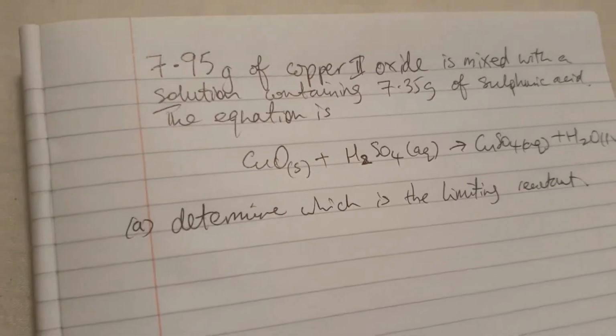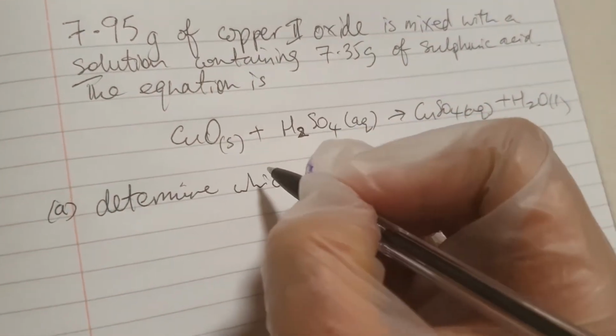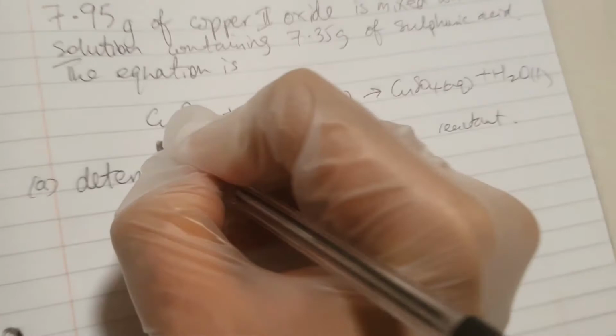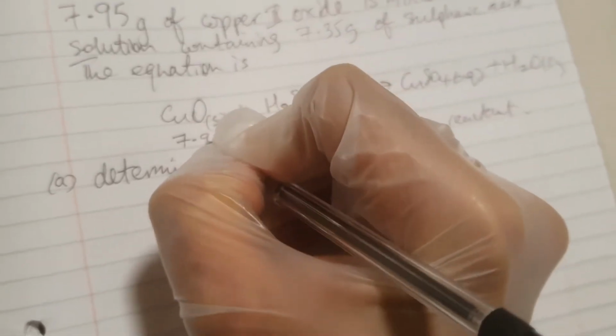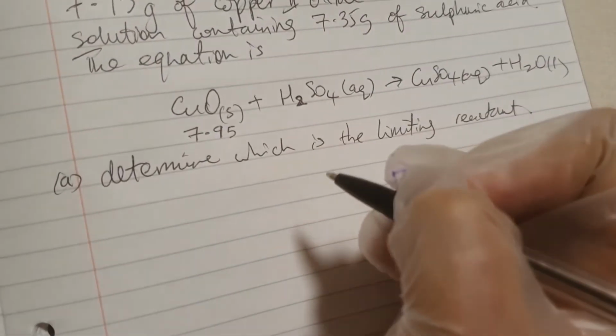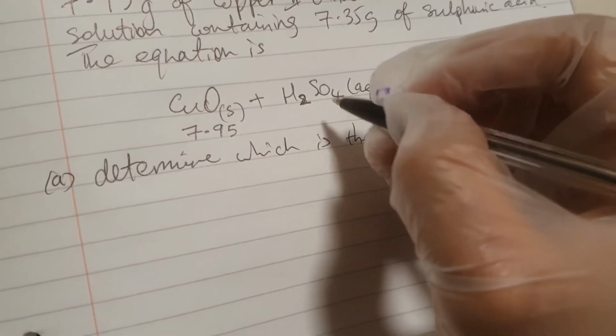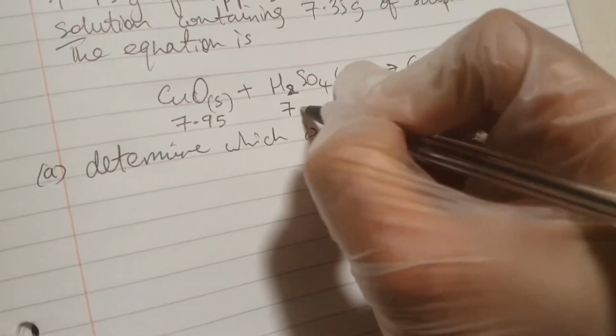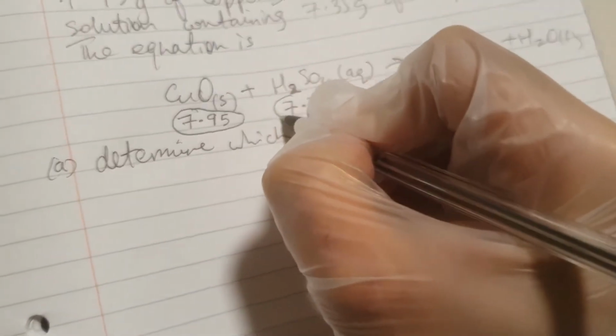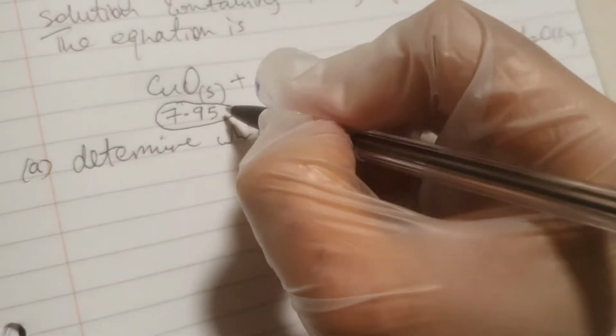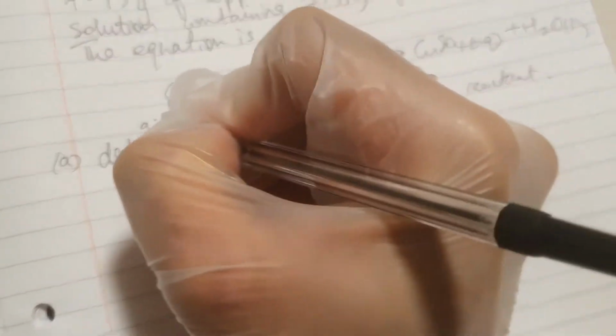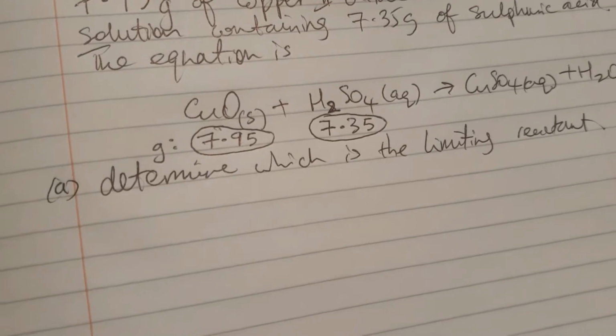So first, here we have 7.95, and here we have 7.35 grams. This is in grams, so I won't write grams, G meaning in grams.